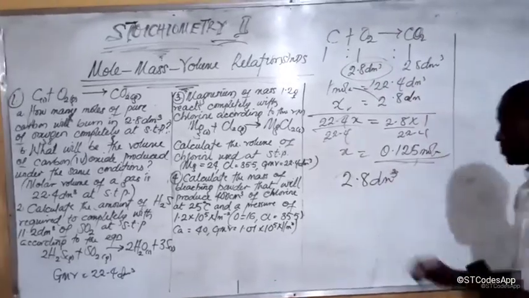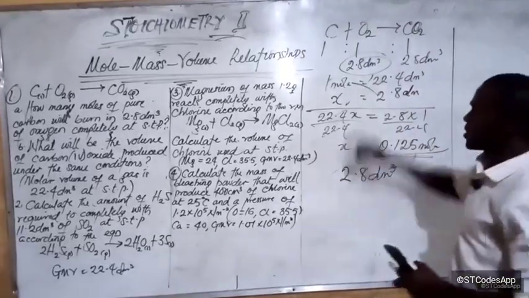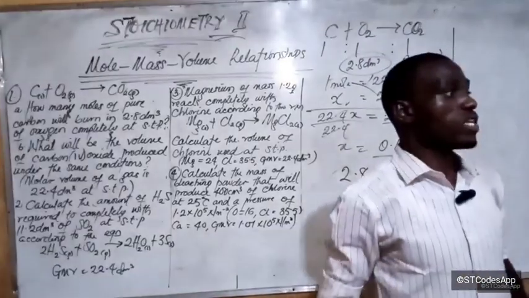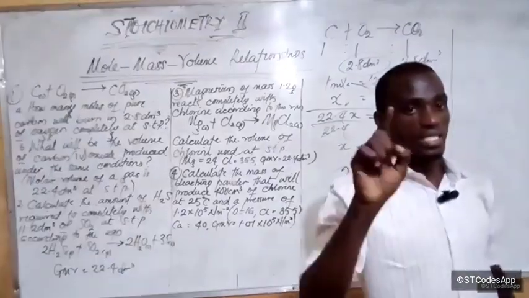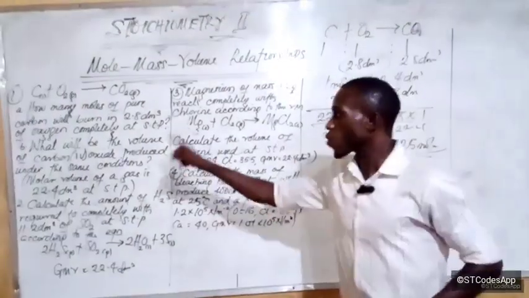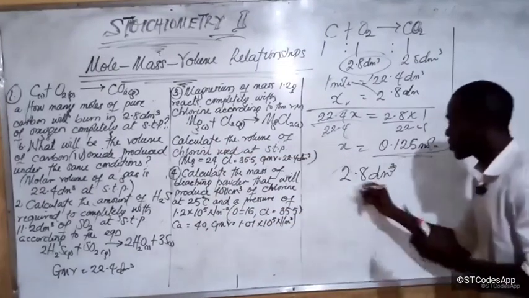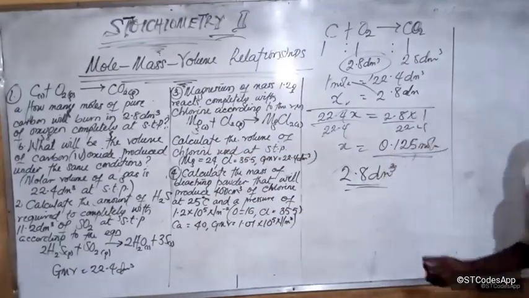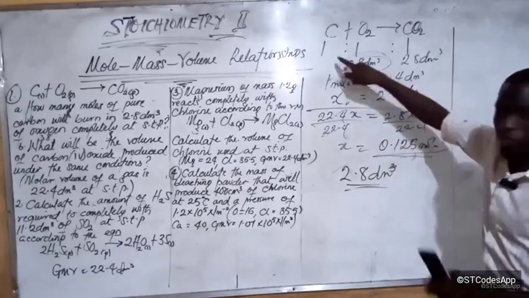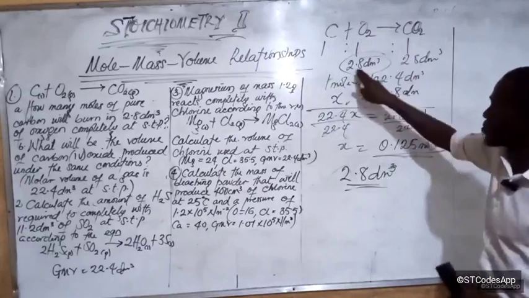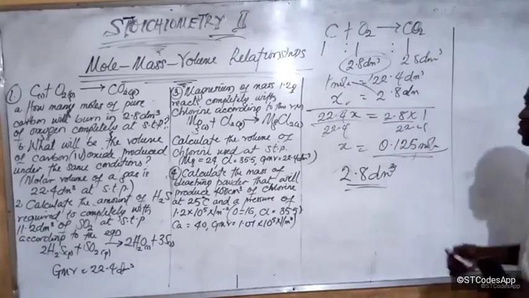All right. And then someone will now begin to ask, what is the volume of the carbon? Now, we don't take volume of solids. We only take volume of gases. What will be the volume of this guy that will be produced under the same condition? So it's basically 2.8 dm cube. Why? Because the mole ratio of combination is 1:1:1. And since these are the only 2 gases there, it means that the volume produced is also 2.8 dm cube.